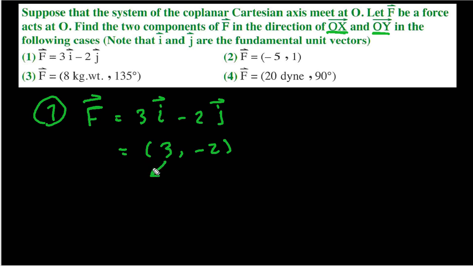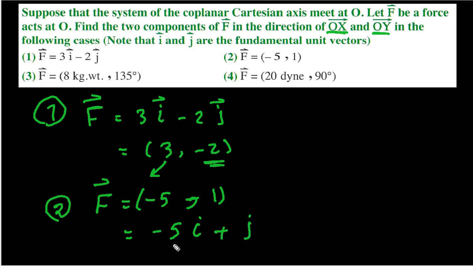Then what is the first component in OX? The first component is 3. And the second component in OY is negative 2. Okay? For number 2, here F is equal to negative 5I plus J. Then what is the first component in the direction of OX? It is negative 5. And what is the first component in the direction of OY? It is 1. But this is about the fundamental unit vectors and using them. But what about number 3 and 4?